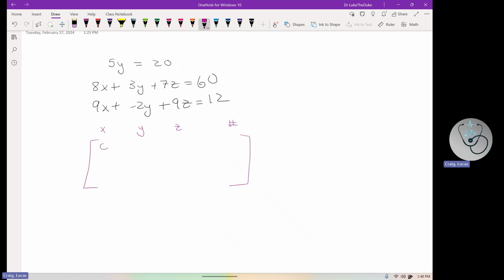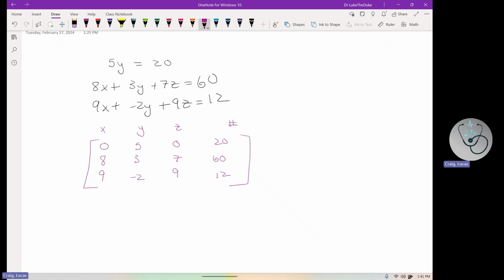So we have 0, 8, 9, 5, 3, negative 2, 0, 7, 9, 20, 60, 12. That makes sense? So the first column is all in front of X. Second one is in front of Y. Third is in front of Z.